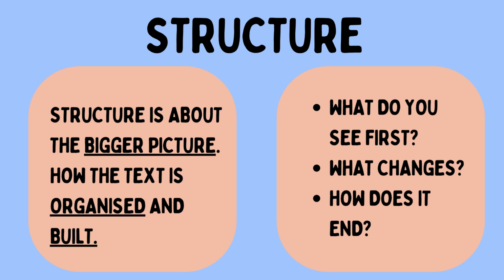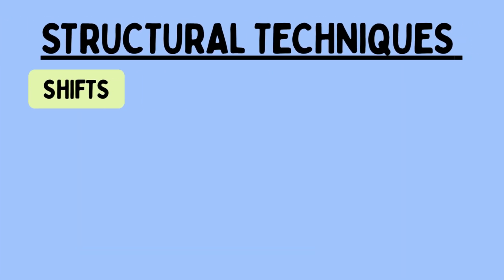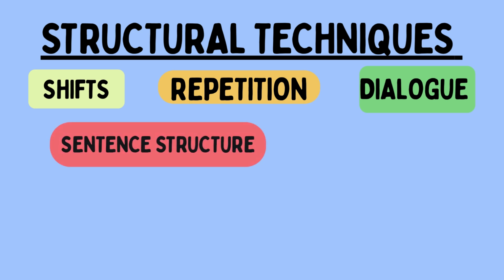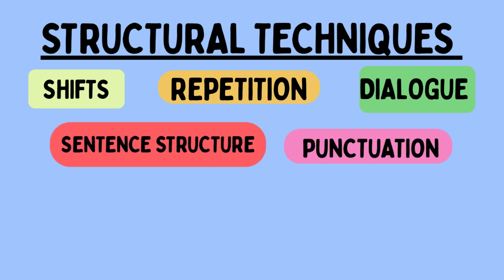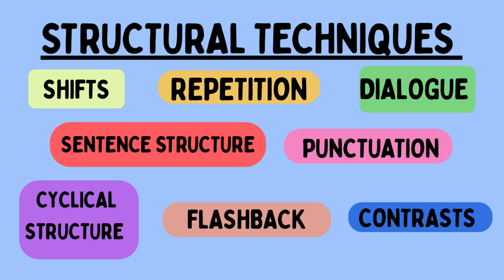And some of the most common structural features you might spot include shifts. This could be a shift in time, a shift in setting, or a shift in character. The extract may use a lot of repetition or dialogue. You might find yourself looking at sentence length and punctuation. Perhaps you can spot a cyclical structure. Maybe there's a flashback involved, or even contrasts where you have sudden changes in tone or perspective.